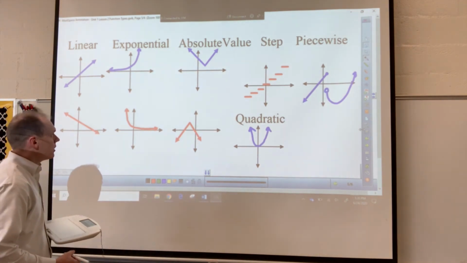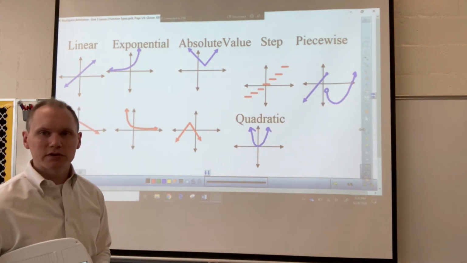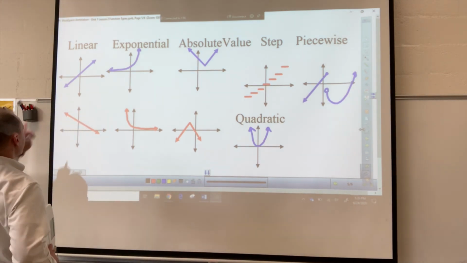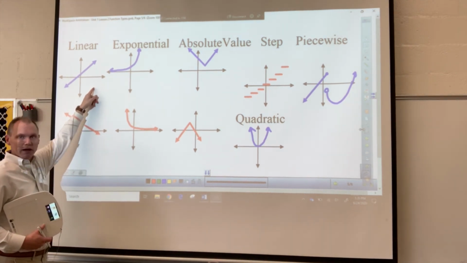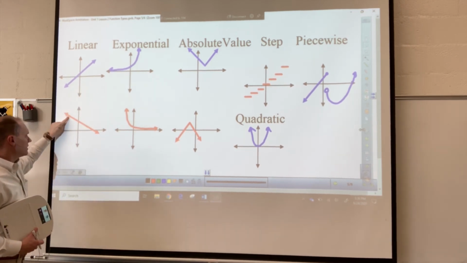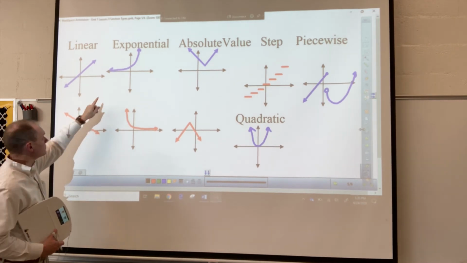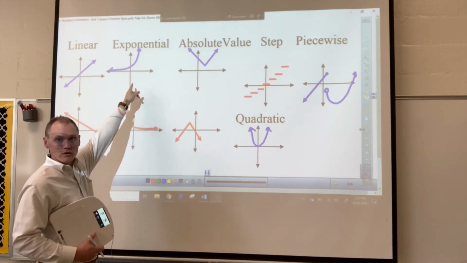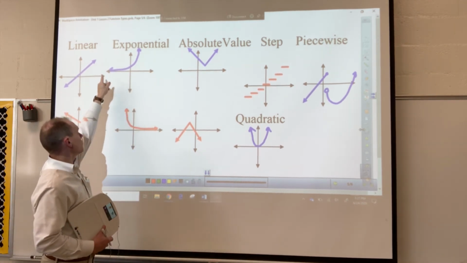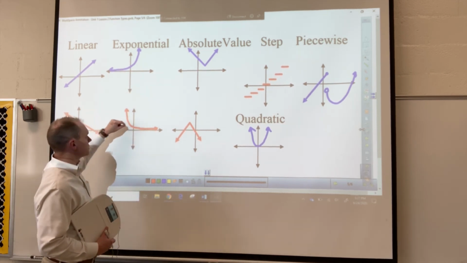Okay, so overall, here are some different function types and different characteristics that go along with them. So we have linear functions, which we talked about back in Integrated 1. We can have a positive slope, we can have a negative slope. Again, this one's increasing, this one's decreasing. We can have an exponential growth or an exponential decay. Again, one is increasing, one is decreasing. So familiarize yourself with those terms.